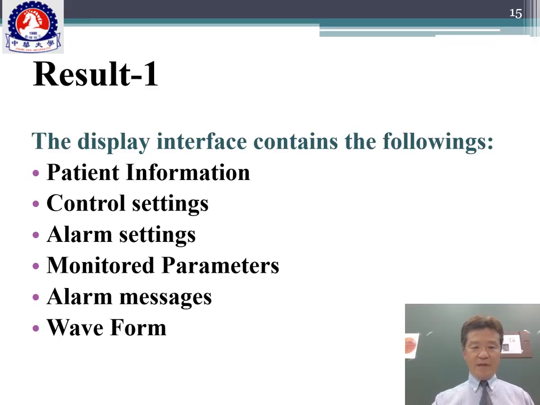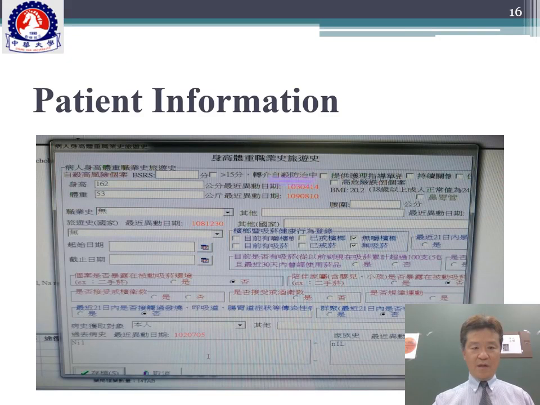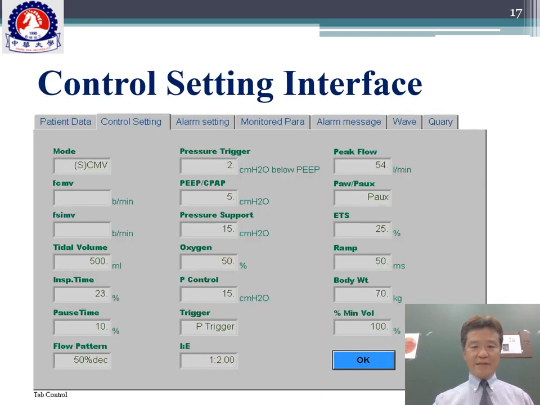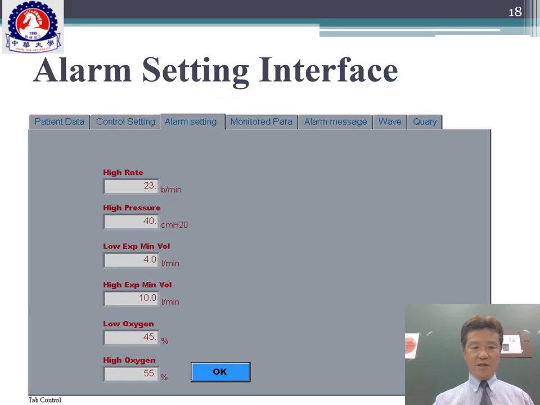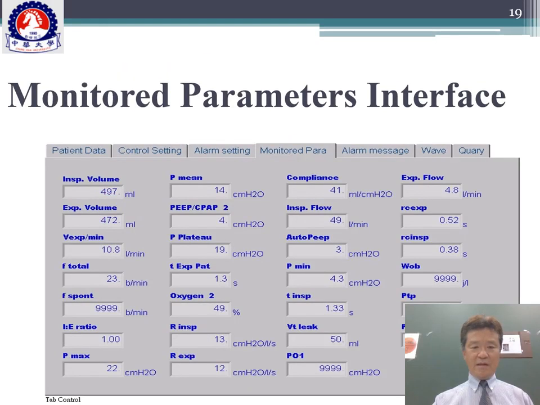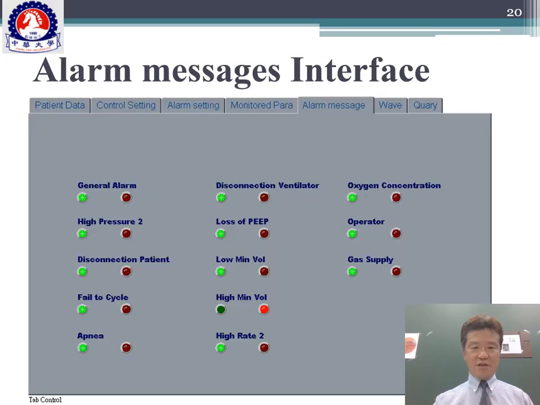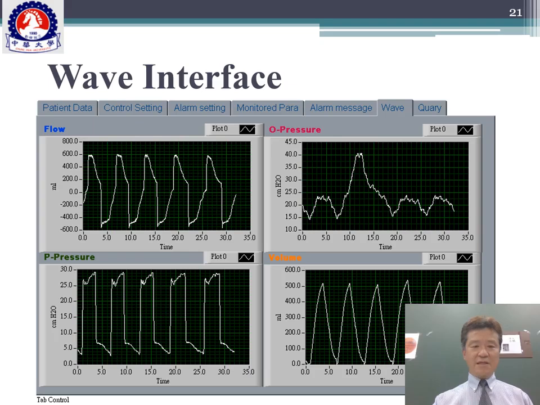Result 1. The display interface controls the following: 1. Patient information, 2. Control setting, 3. Alarm setting, 4. Monitor parameter, 5. Alarm message, 6. Waveform. This is the patient information. This is the control setting interface. This is the alarm setting interface. This is the monitor parameter interface. This is the alarm message interface. This is the wave interface.